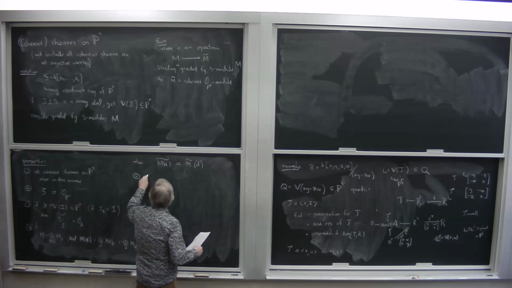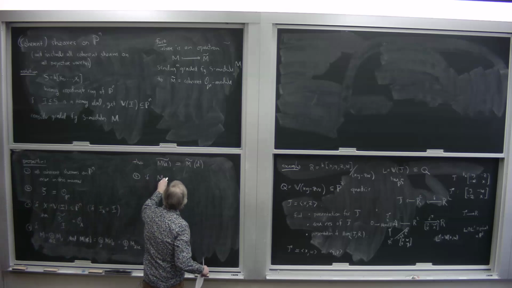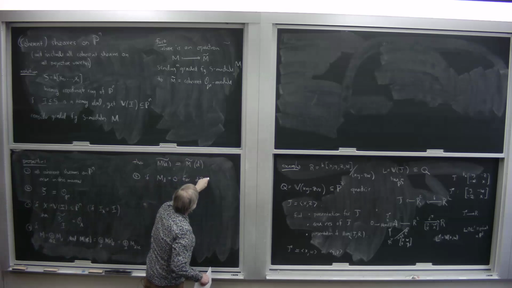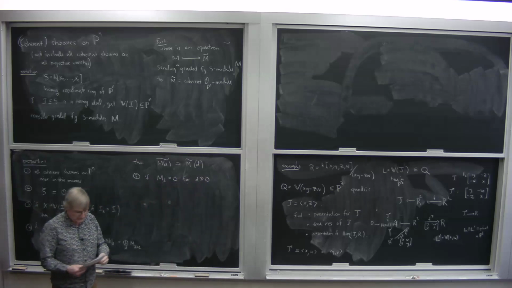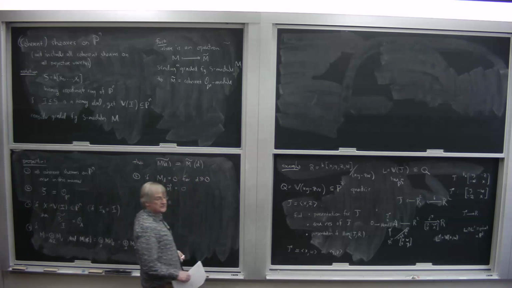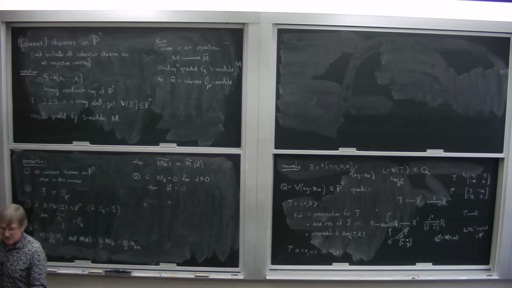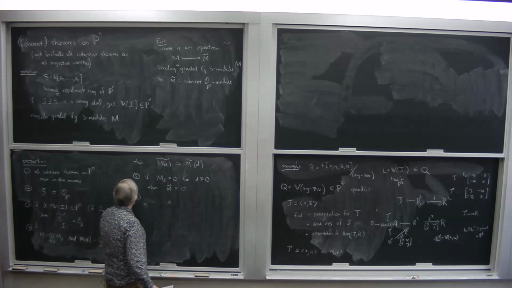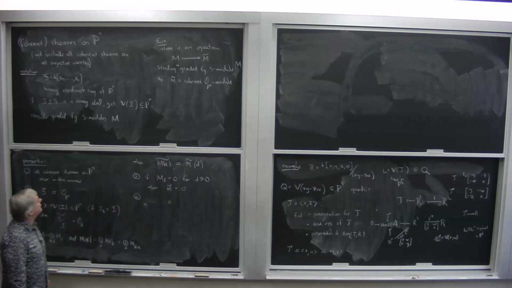So the next one is that if M is a module, say M_d is equal to 0 once d gets large enough, then in fact M tilde is 0. It's just gone. That's it.